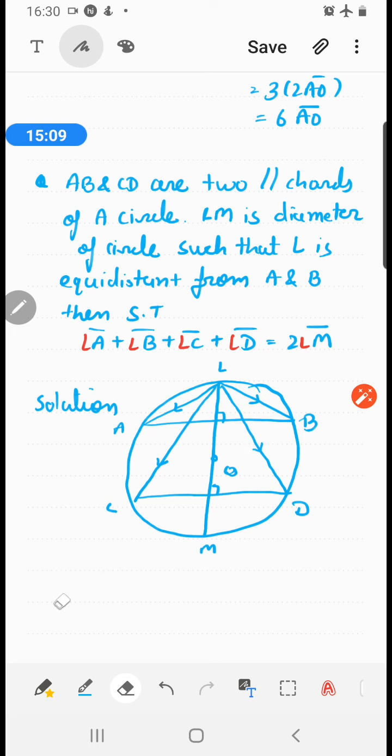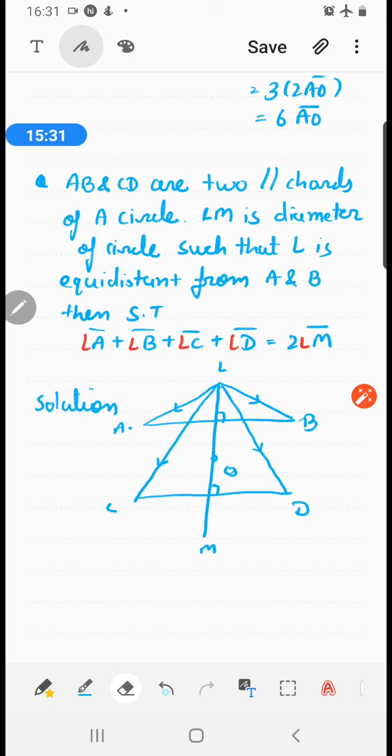Now let's try the other combination, LA bar plus LC bar. Again, LA and LC can form a parallelogram here, but the resultant is not LM. I want the resultant as LM, so this combination also fails. So let's do one thing. Let's change the combination one more time.